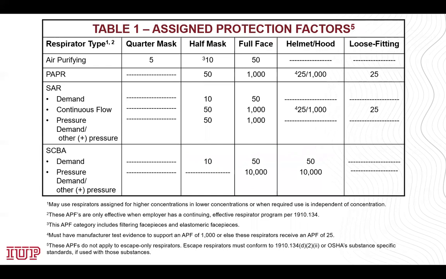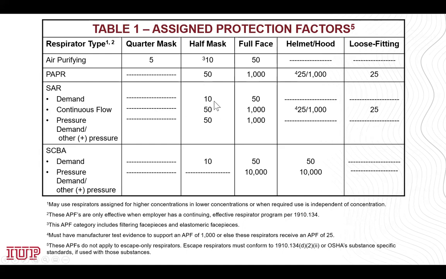Here on this slide, you can see Table 1 of 1910.134. You have quarter mask, half mask, full face, helmet or hood, and loose fitting across the top. You have air purifying, PAPRs, supplied air, and self-contained breathing apparatus down the side. Quarter mask air purifying will give you 5, half mask 10. If it's a powered air purifying respirator, it'll give you 50.